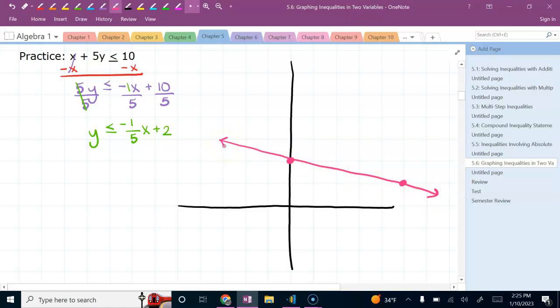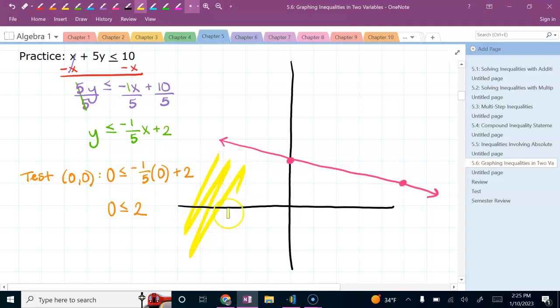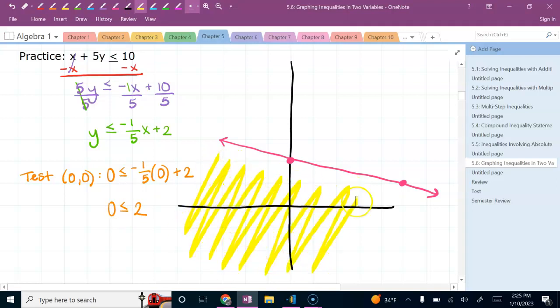And then for shading, I need to test a point 0, 0. And I can still use that point because my graph does not go through 0, 0. So I put a 0 in for y and a 0 in for x. When I simplify that, I have 0 is less than or equal to 2, which is true because 0 is smaller than 2. So this time when I shade, I want to include 0, 0, which means I need to shade where 0, 0 would be at, which is underneath the line.